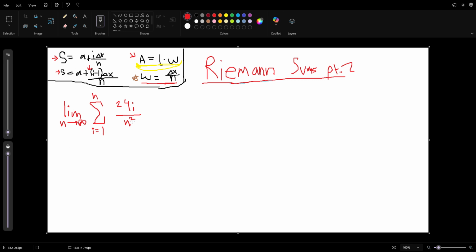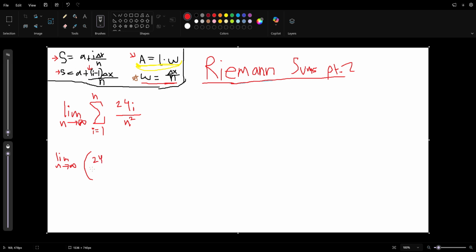So let's get started. Okay, first things first, we want to remove the scalar. So what we will be doing is first do n approaches infinity of, we're going to do parentheses just to keep track.